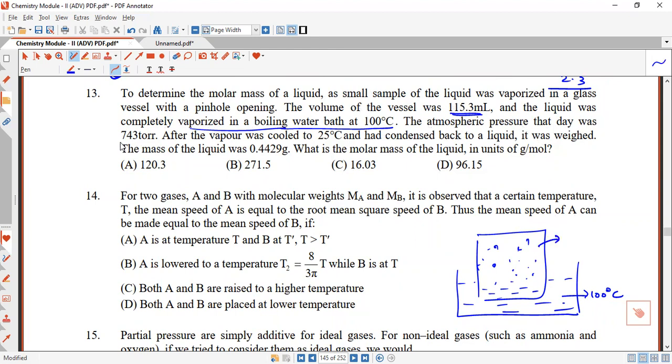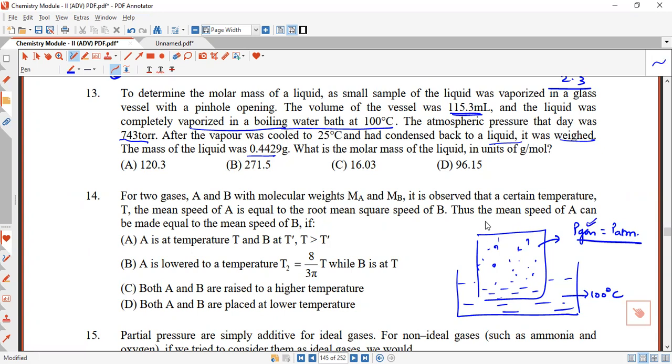एटमॉस्फेयर प्रेशर उस दिन 743 था. अगर पूरा का पूरा वेपर कन्वर्ट हो जा रहा है इसका मतलब ये बॉइलिंग हो गया, राइट. और उस टेम्परेचर पे P गैस P एटमॉस्फेयर के बराबर होगा. बॉइलिंग पे P गैस इज नथिंग बट P एटमॉस्फेयर. After the vapor was cooled down, it has condensed back to a liquid and it has been weighed. तो तुम्हें P गैस पता चल गया, P एटीएम के बराबर है.